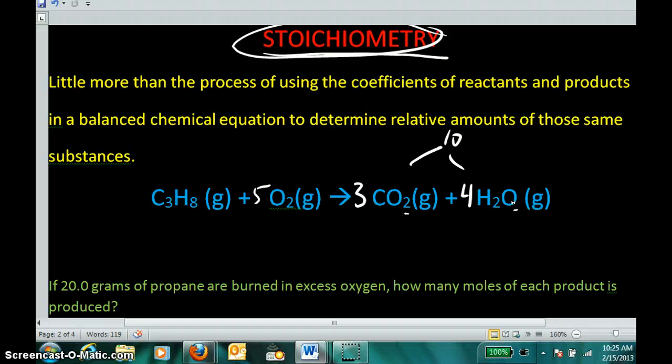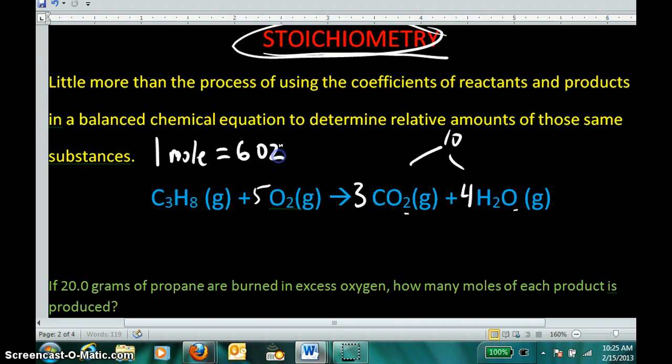Now, the same that is true of molecules is true of moles, because after all, a mole is just a great big number of molecules, 6.02 times 10 to the 23rd of them to be specific. So if we had 1 dozen propane molecules reacting with 5 dozen oxygen molecules, it means the same as 1 mole of propane molecules would react with 5 moles.